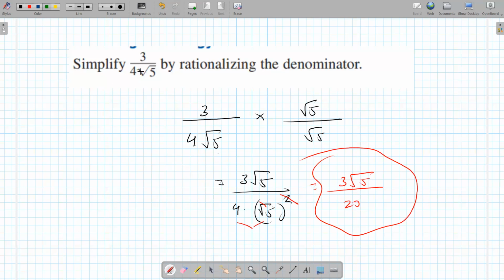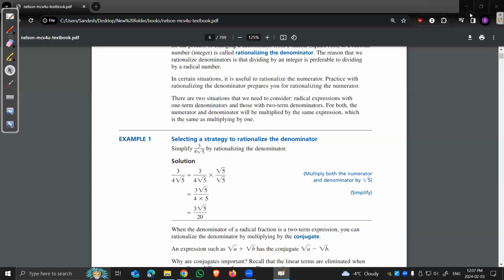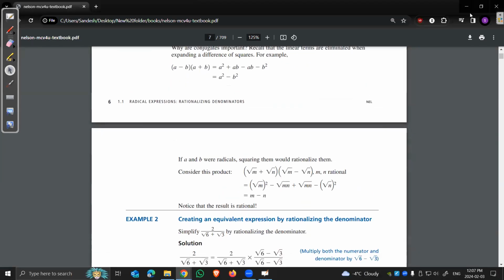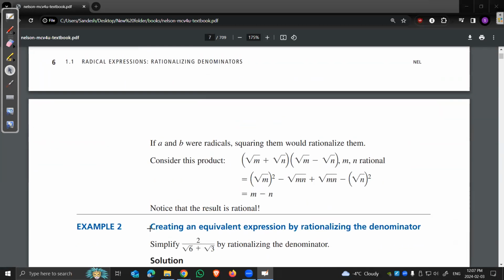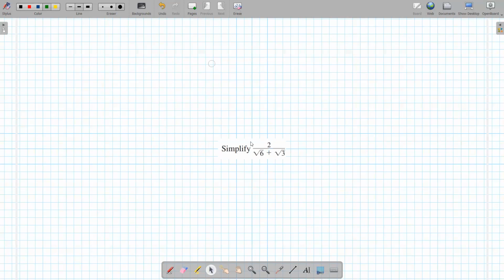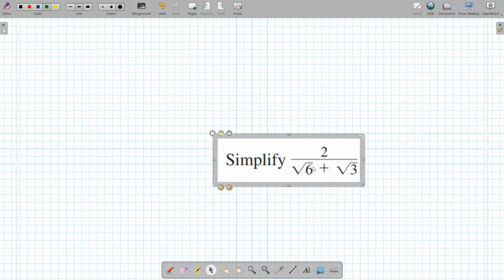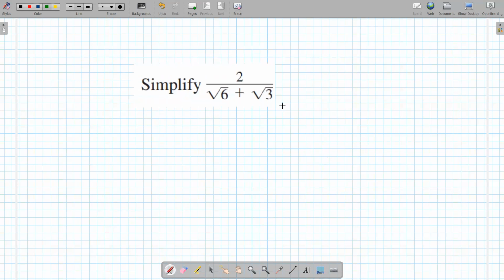So what we did was we got rid of the square root term in the denominator and we threw it into the numerator. Cool? That's what's called rationalizing. Now this is the other case where things are not being multiplied, things are being added in the denominator. So now the conjugate is going to change slightly. What's the conjugate of root 6 plus root 3?